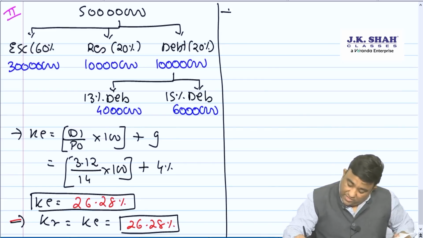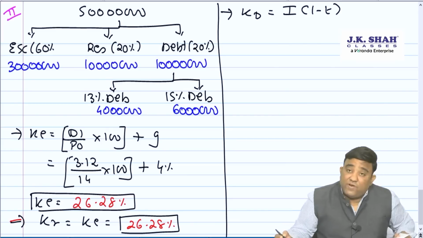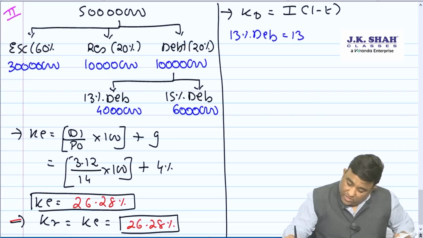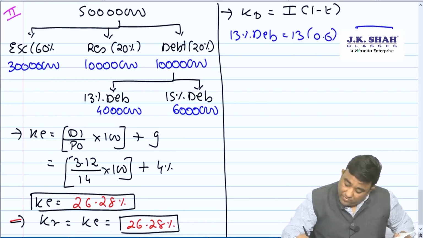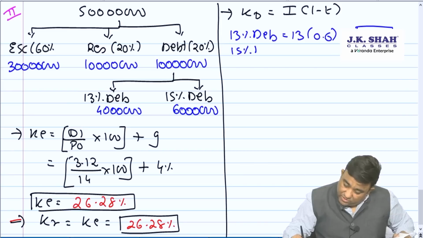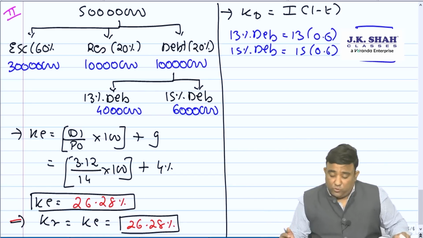Thereafter, I need a KD, and here student I can directly take a shortcut, I into (1 minus T). So student, this is 13% debenture, which will be 13 into the tax rate is 40%, so 0.6, that gives you 7.8%. And same way, 15% debenture is 15 into bracket 0.6, which is going to be 9%. So again, I am ready with all the 4 short sums.